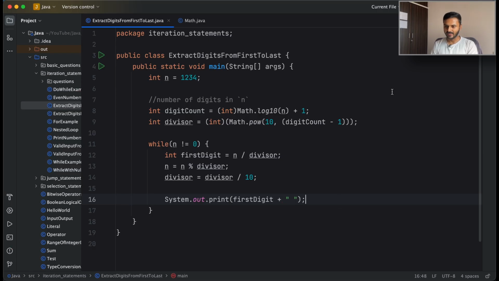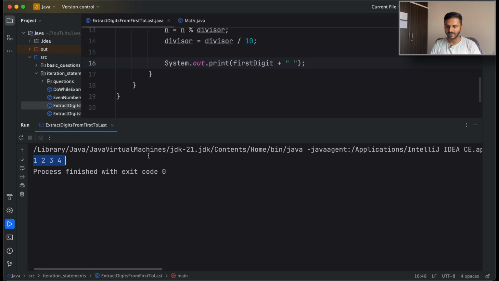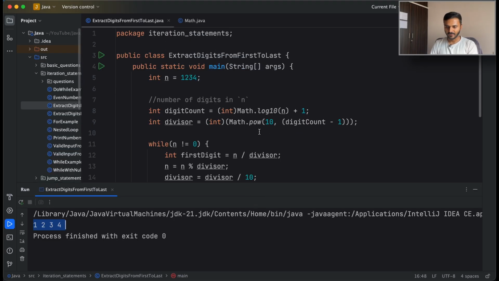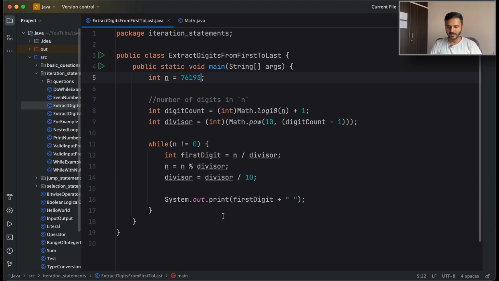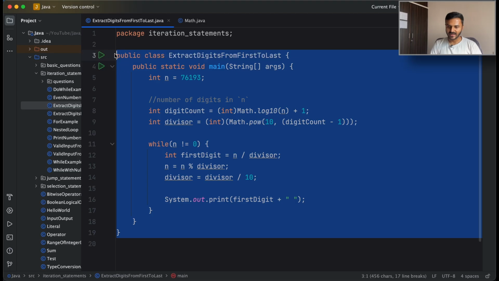So with this done, if I run the code, what do we expect as the output? We should get 1, then 2, then 3, and then 4 as the output, right? All of them in one single line separated by spaces. So let's run the code, and that's what we have. Now, if I change it to, for example, 76193, I should be getting 76193. So if I run the code, that is what we have. So this is how we can extract the digits from a number from first to last.